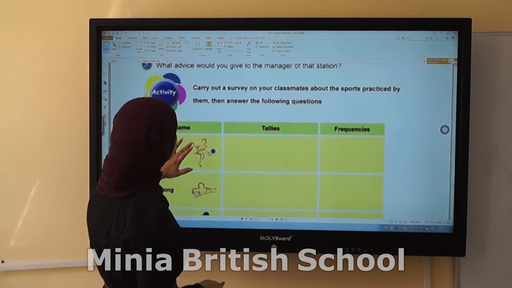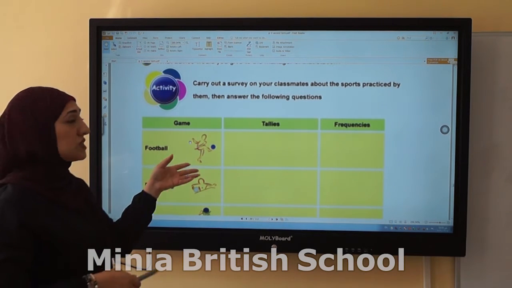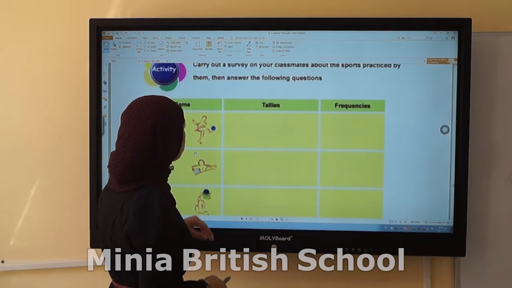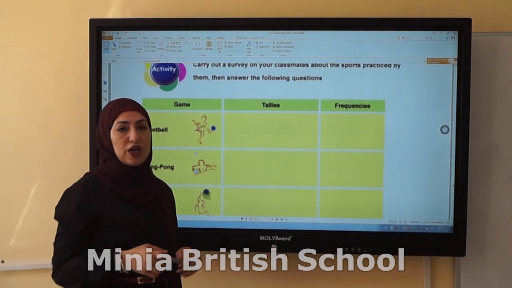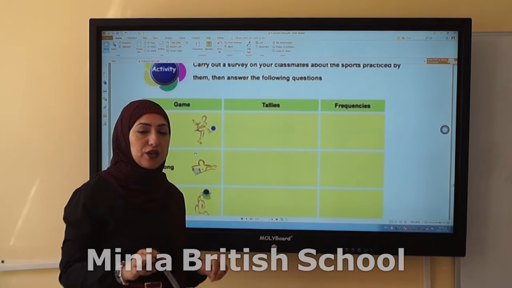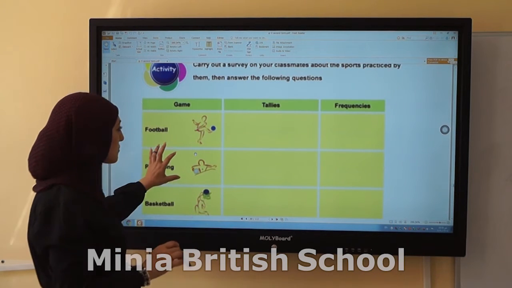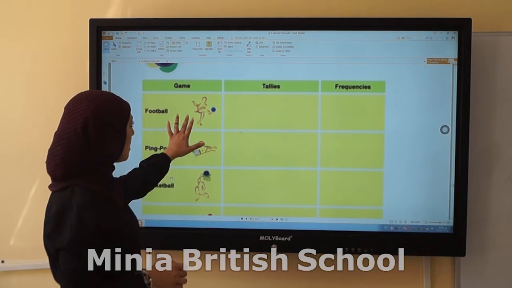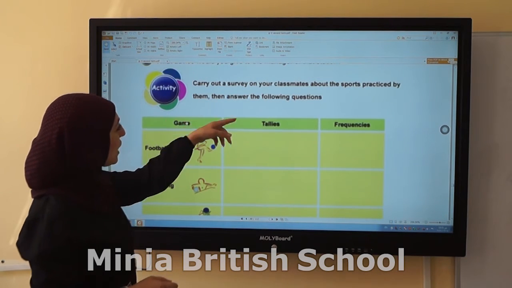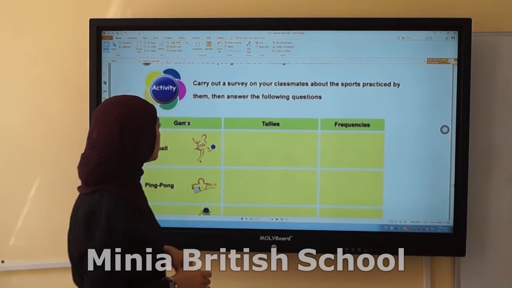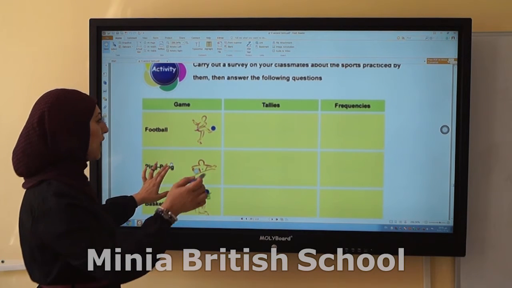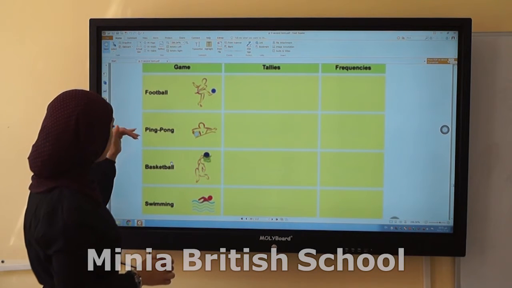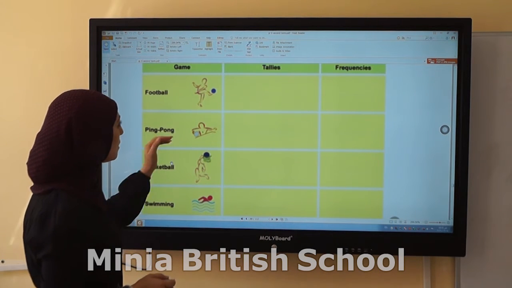Here, another activity. This is a survey on your classmates about the sports practiced by them. If you want to make a survey, you have to ask simple and clear questions and give them some choices to choose from. Here, the survey on your classmates about the sports practiced by them. So, you have to ask them and give them some choices. Football, ping pong, basketball, swimming, okay?